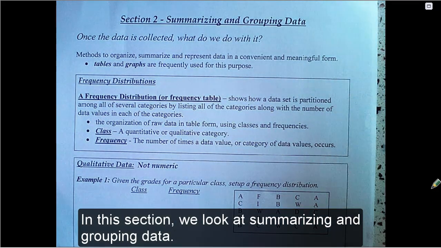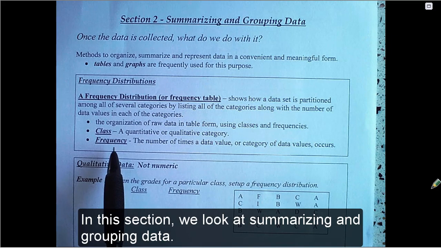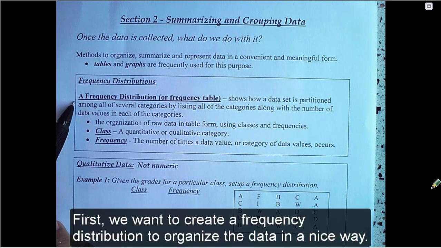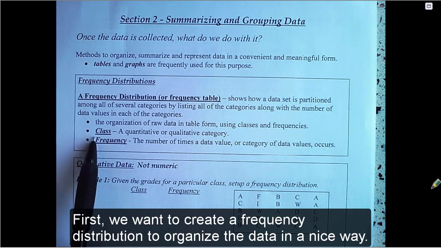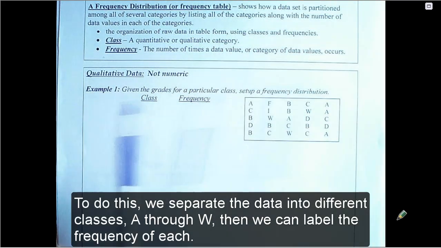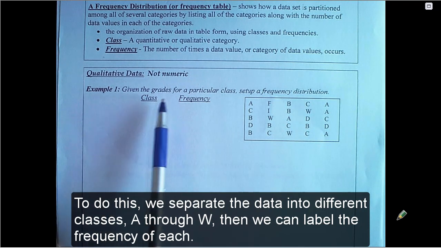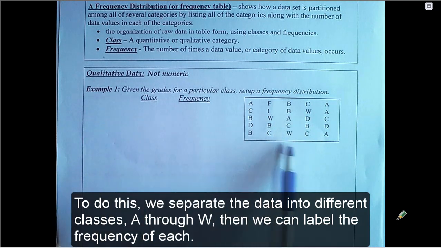In this section, we look at summarizing and grouping data. First, we want to create a frequency distribution to organize the data in a nice way. To do this, we separate the data into different classes, A through W. Then we can label the frequency of each.